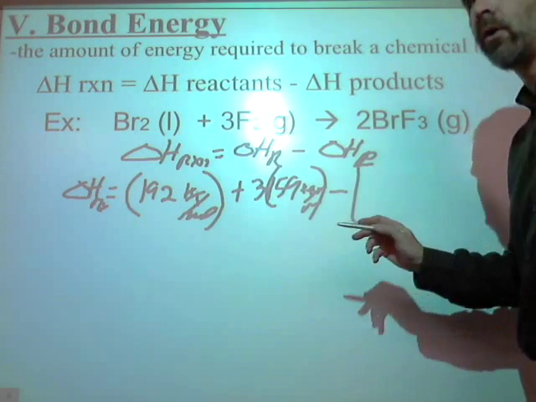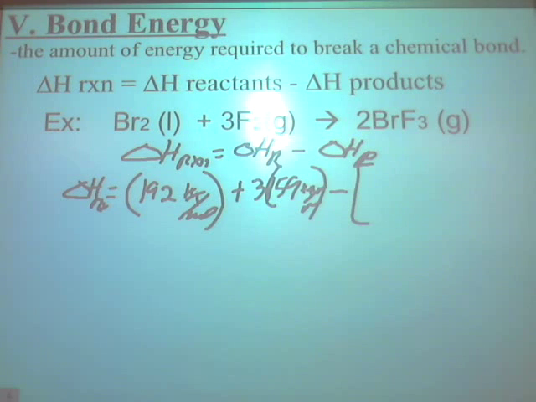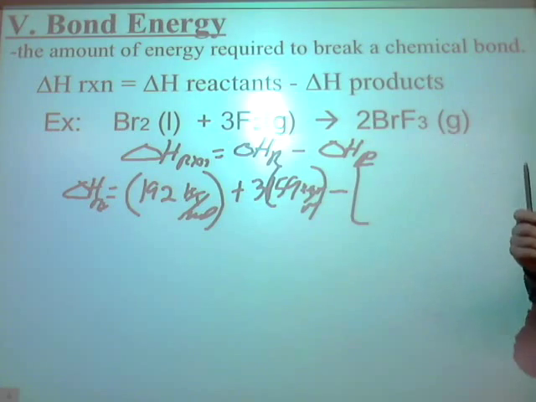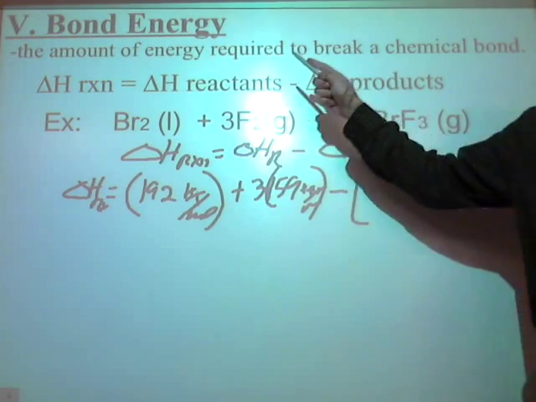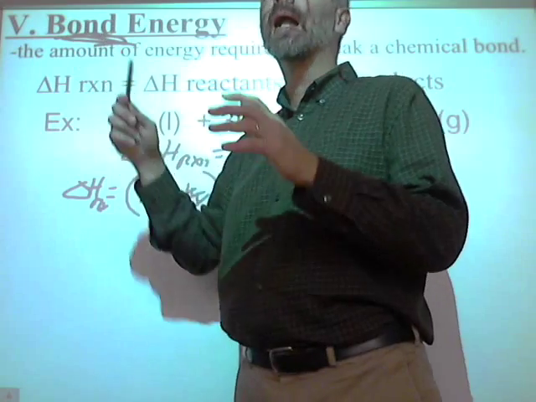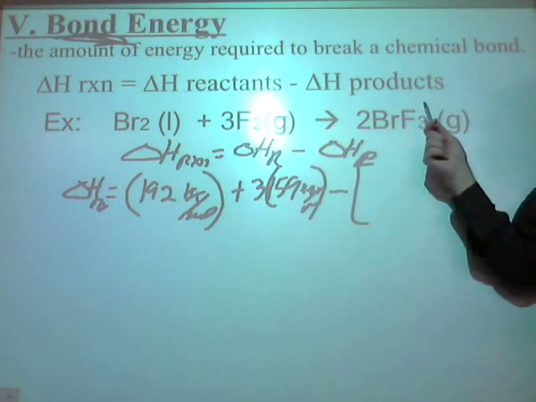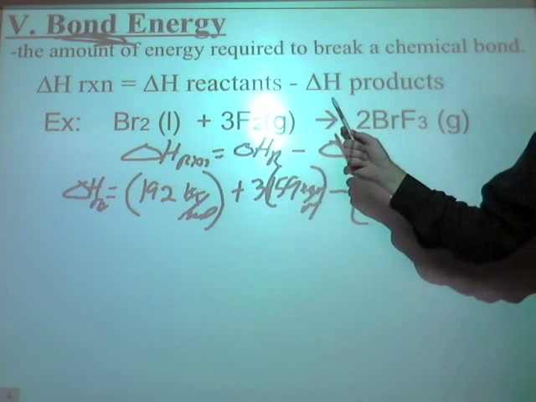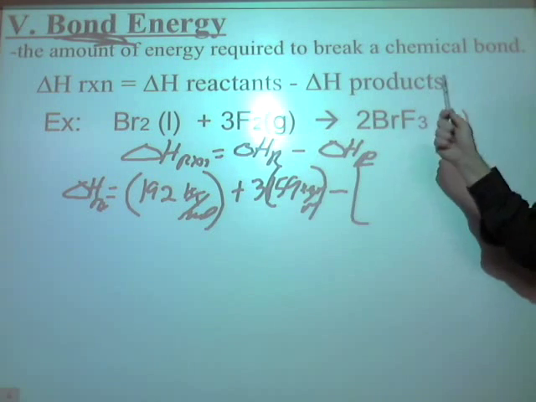And now here's the weird one, guys. This is the weird one. I want everybody to tell me what I'm going to multiply this guy by. Yeah, I heard it. 6, not 2. What are you talking about? It says 2 right there. Why 6? Because I'm talking about bond energies, not energies that it takes to make an entire BrF3 or break up an entire BrF3. I'm talking about the energy it takes to break up just one BrF bond.